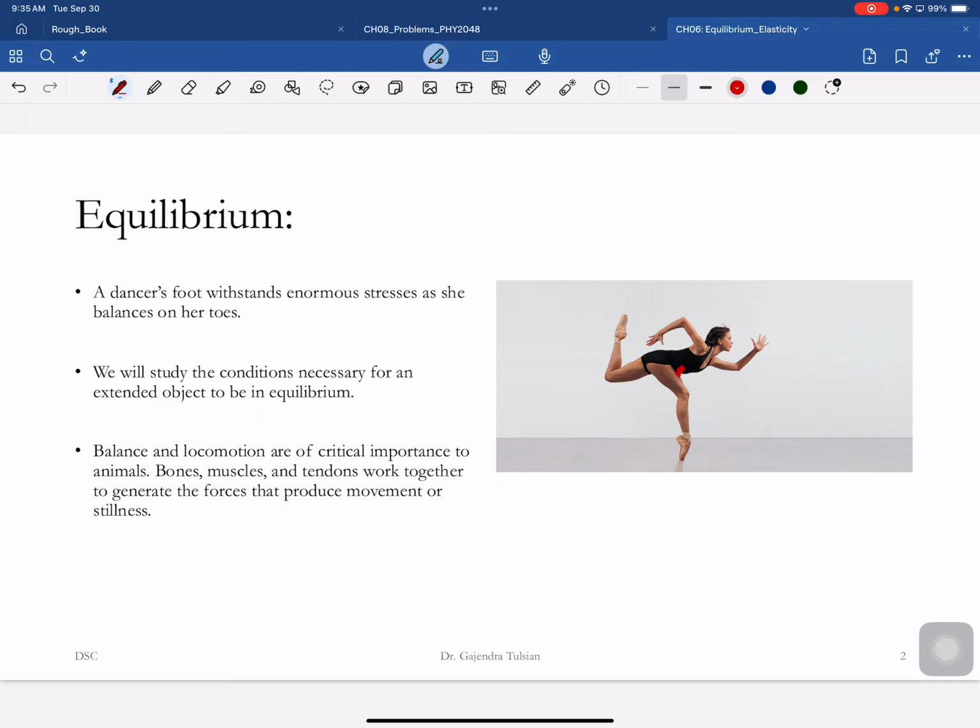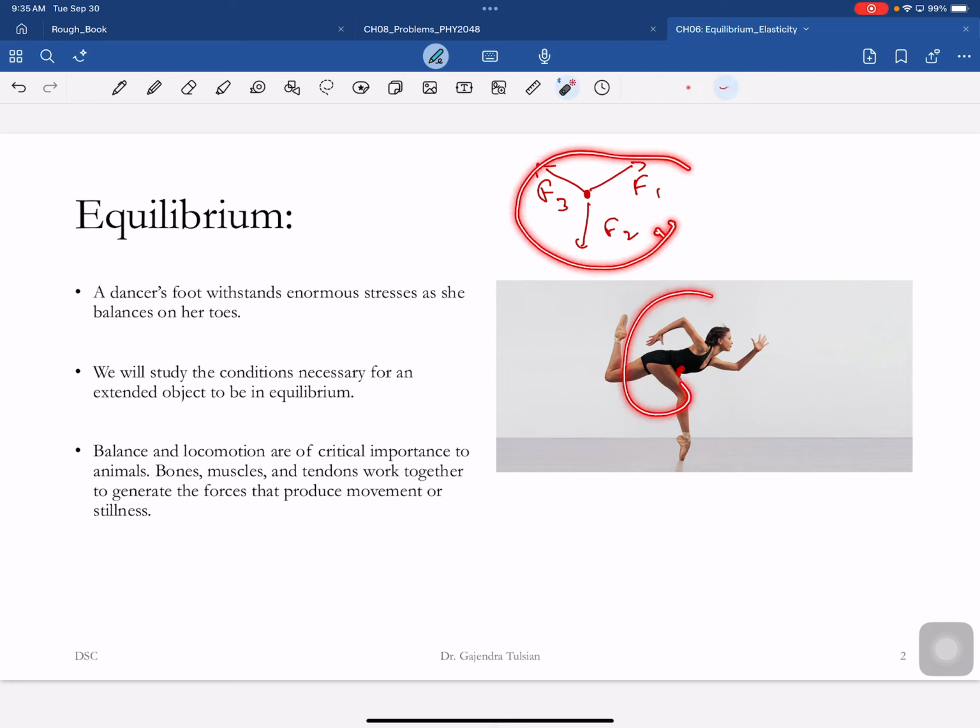If you have a point object, for it to be in equilibrium, all you need is for the sum of the forces to be 0. But for an extended object, this condition is not enough, and we'll see what else is needed. Balance and locomotion are of critical importance in animals. Our bones, muscles, and tendons work together to generate forces. You learned in a previous chapter that our muscles generate forces, and tendons store energy and produce movement or stillness.